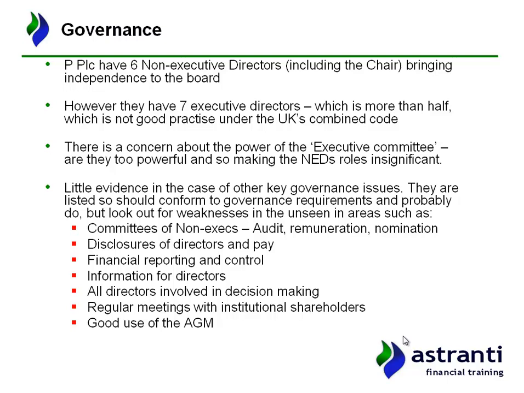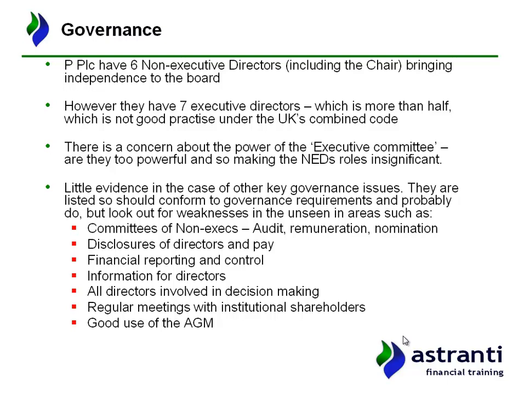Okay. Now, firstly, a good thing. There are non-executive directors, the NEDs. There are 6 of them, and they will bring independence to the board. However, they've got 7 executive directors. Now, in the UK Governance Code, half of the board should be representative NEDs. The reason being is it gives the NEDs power. If they don't think the executive directors are doing the right thing, they can outvote them.